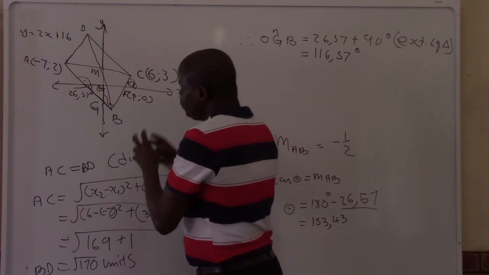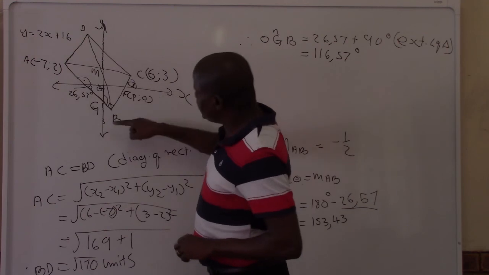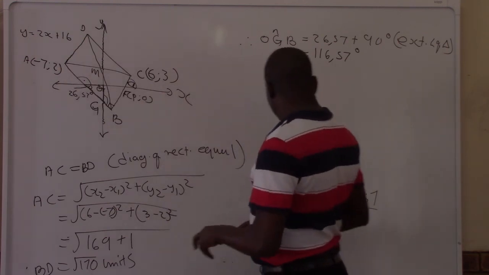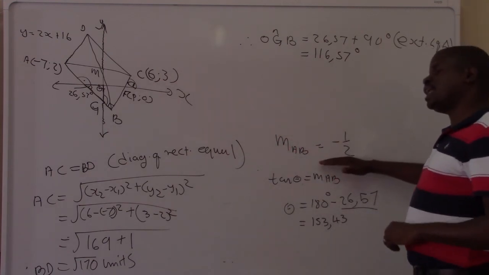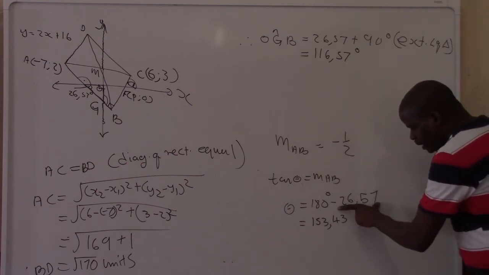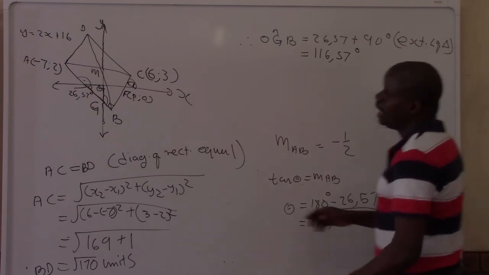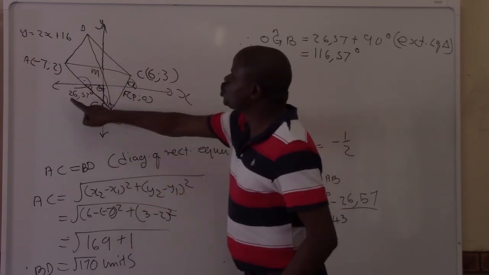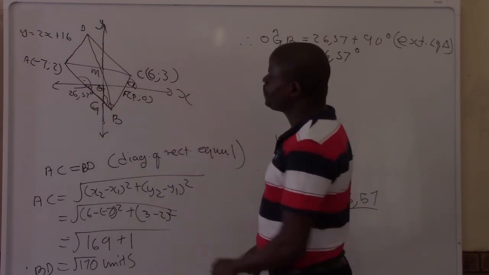Because the gradient here is 2, the gradient there is not negative 2, but negative 1 over 2. When we use that gradient of negative 1 over 2, we find the angle of negative 26.57. But we say 180 minus that, which gives us that angle there, because when we add these angles, they give us 180. So it's 26.57 degrees.